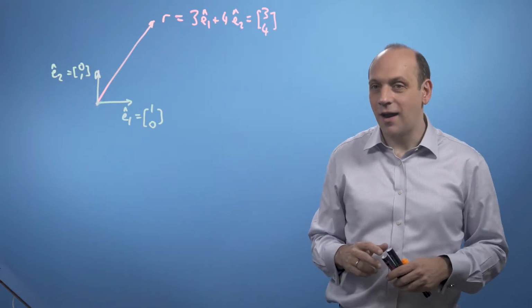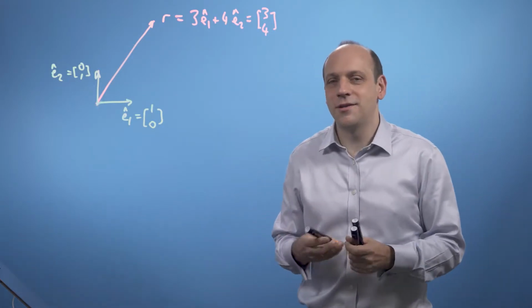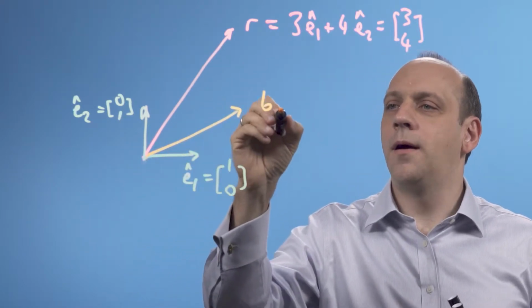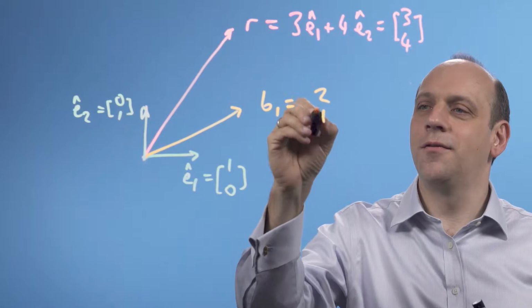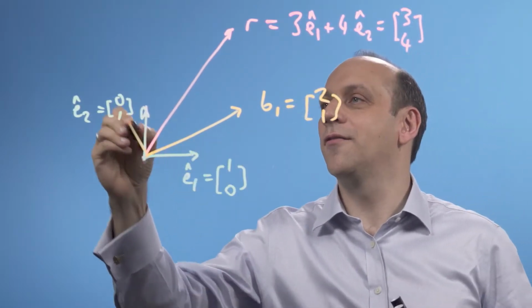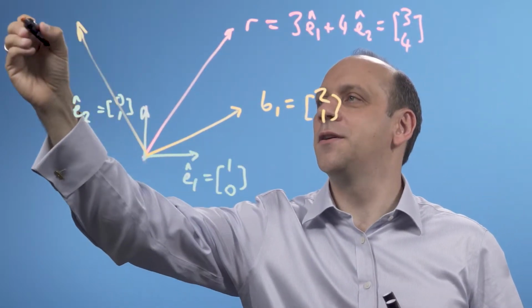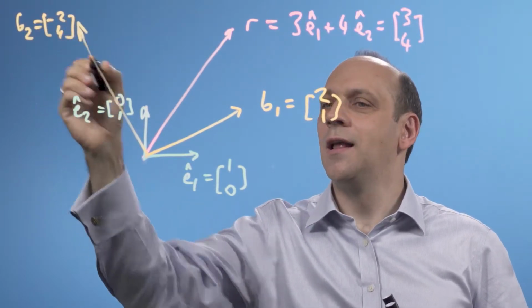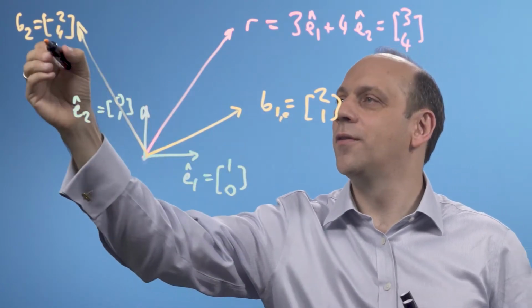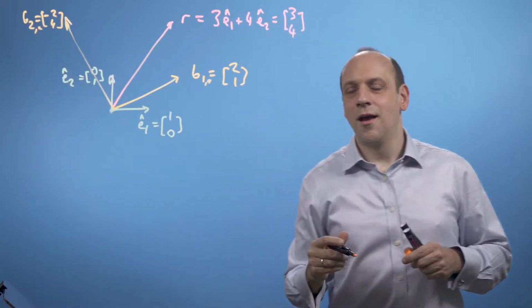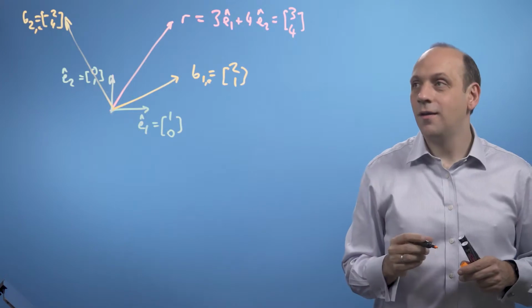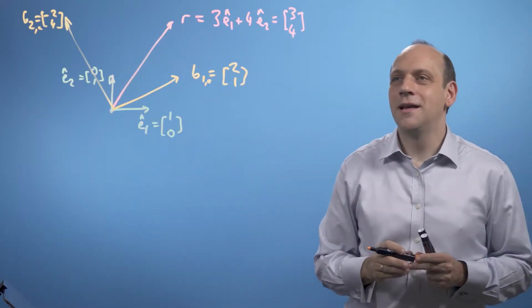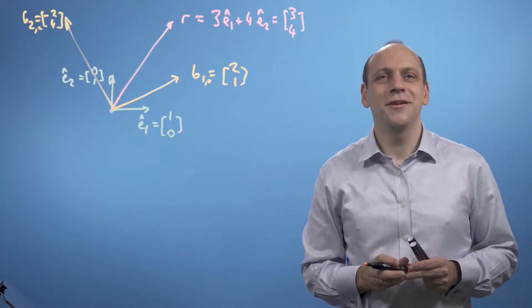So I could have, say, another set of vectors B, and I'll call B1 here the vector (2, 1), and I could have another vector here, B2, as the vector (-2, 4). And I've defined them in terms of the coordinates E, and I could then describe R in terms of using those vectors B1 and B2. It's just the numbers in R would be different.